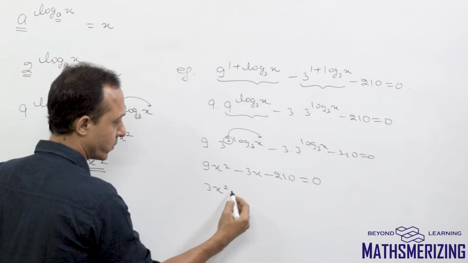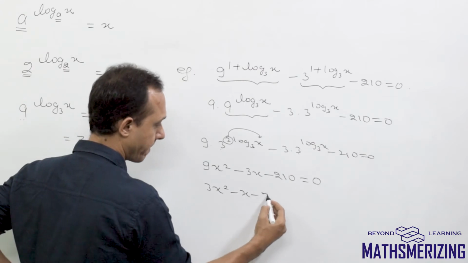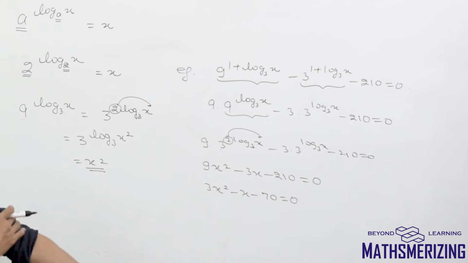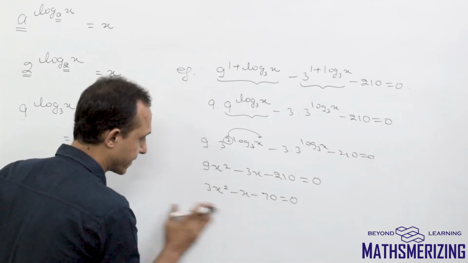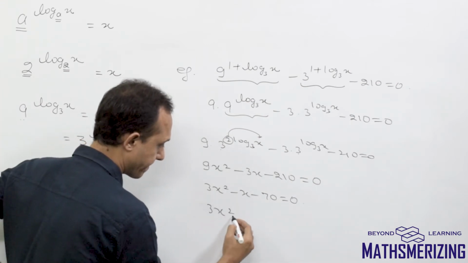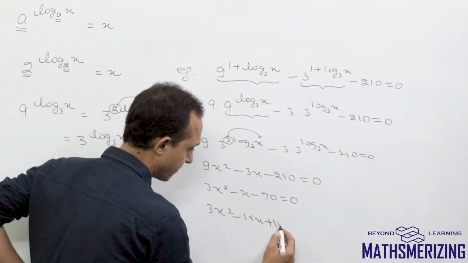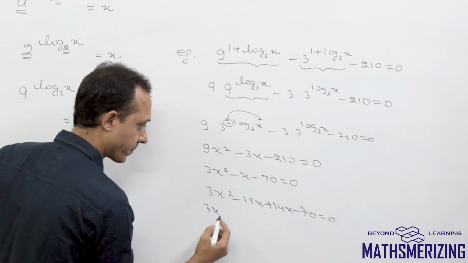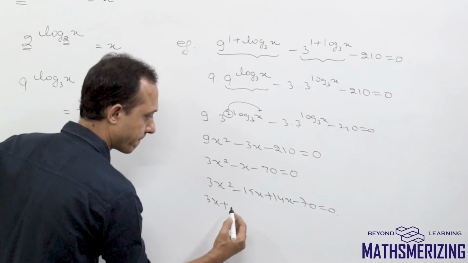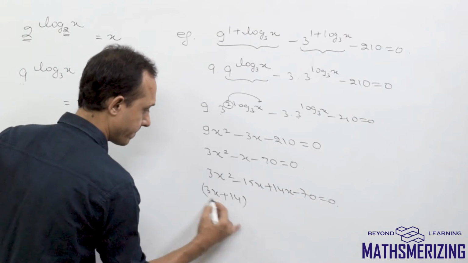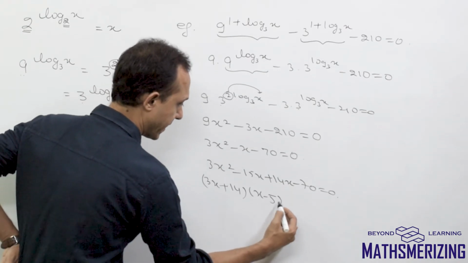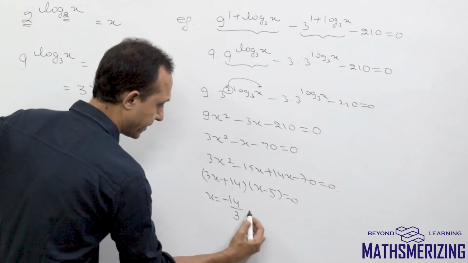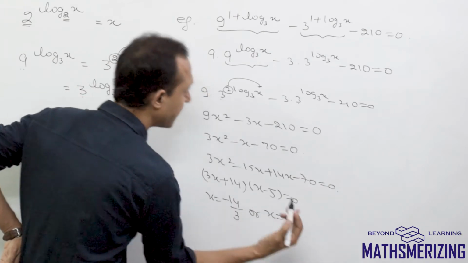So I'll write 3x squared minus x minus 70 equals 0. So I can factorize it as 3x squared minus 15x plus 14x minus 70 equals 0. So this is 3x plus 14 times x minus 5 equals 0. So the value of x is minus 14 by 3 or the value of x is 5.